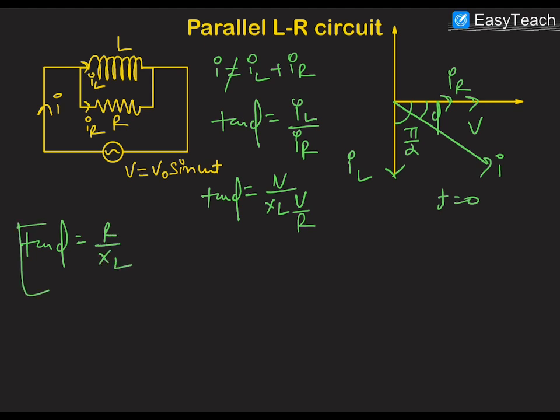This is the value of tan phi, and the current I will be the sum of these two currents, but we will be performing the sum by using vector laws and treating the phase as an angle. So according to the vector law, if there are two vectors which are mutually perpendicular, the resultant will be under root of a square plus b square. You must have heard about this. So we can say that I would be equal to under root of IL square plus IR square.